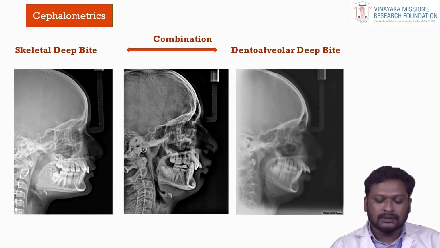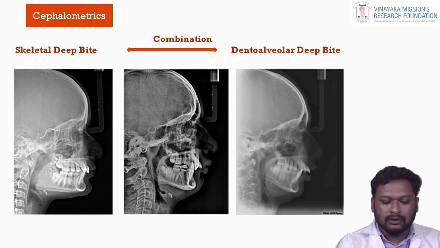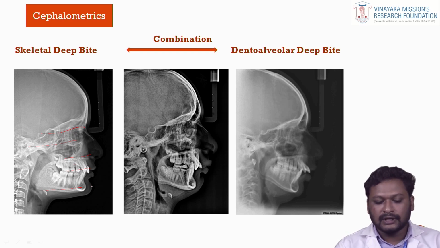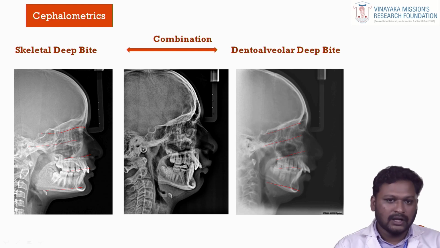So next one is cephalometrics. Cephalometrics, as I told earlier, if it is a skeletal deep bite, all the planes like the Frankfurt plane, palatal plane, occlusal plane, and mandibular plane, look at the planes, they are almost parallel. So this is a pure skeletal deep bite case, and this is dentoalveolar. If you look at the planes, they are not parallel, they are diverging from each other. So this is not a skeletal case.